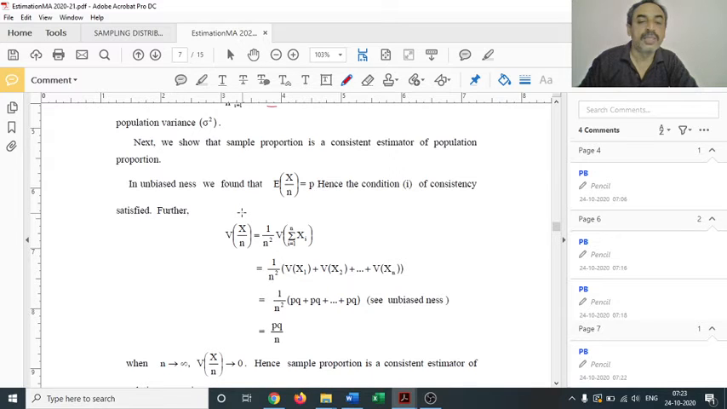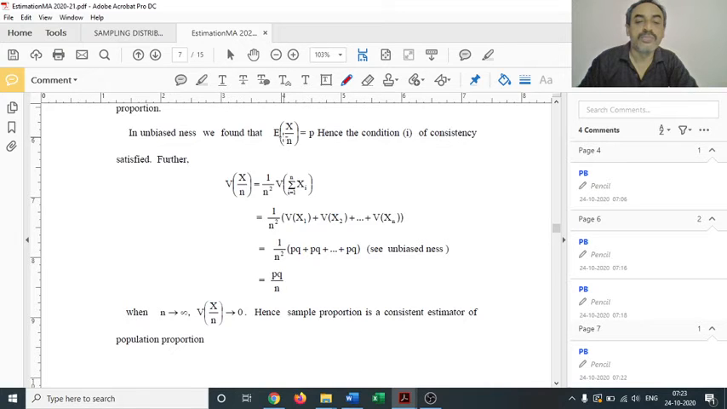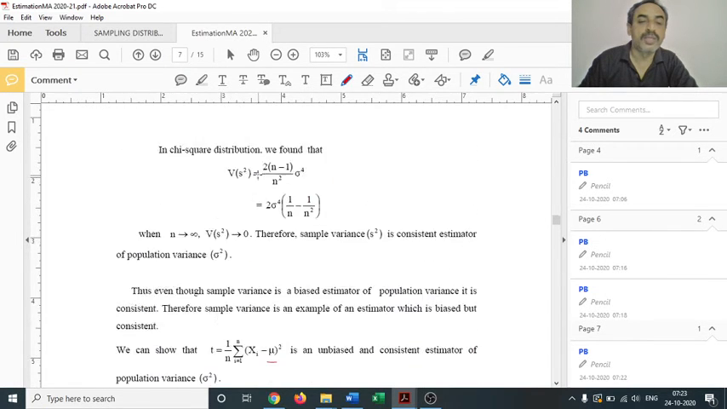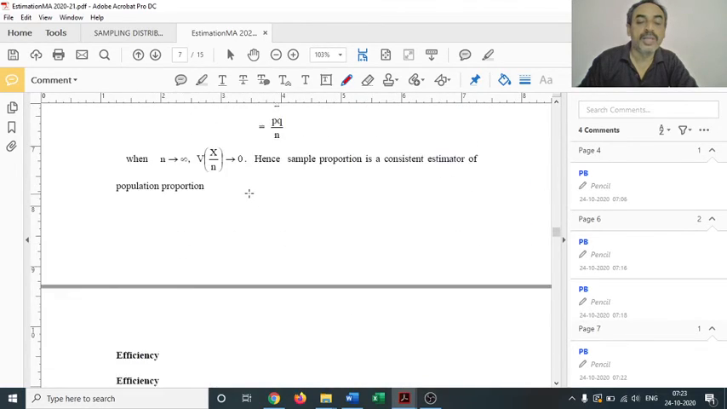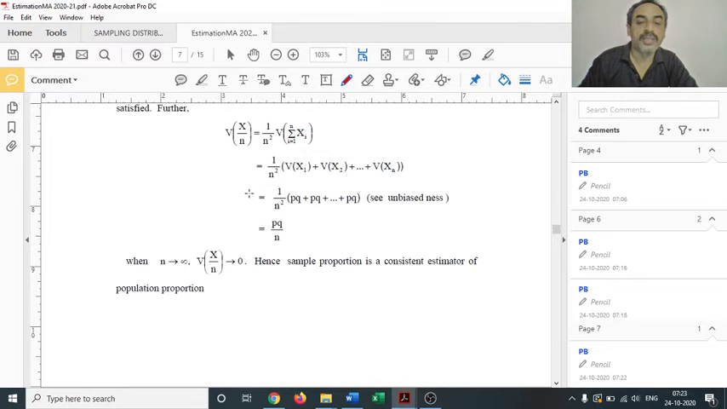Next, we come to the consistency of sample proportion. We already found that E of x by n equals p along with the unbiasedness. Therefore, the first property of consistency is fulfilled, that is E of T equals theta. The second property is variance of T tends to 0 as n tends to infinity. We have V of x by n equals 1 by n square, variance of summation i equals 1 to n of xi.